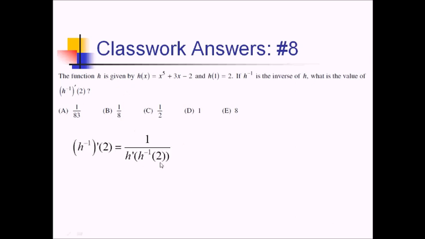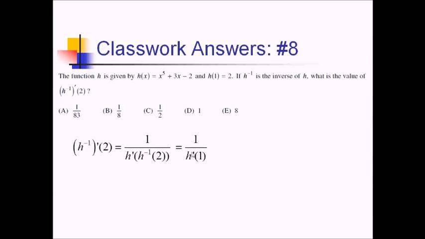What is h inverse of 2? Well, that's the input to the h function when the output is 2. We see here that the output is 2 when the input is 1. So h inverse of 2 is just 1 then. So we've got 1 over h prime of 1.